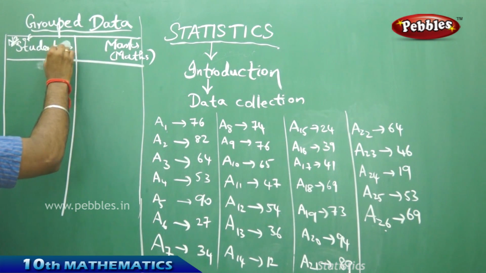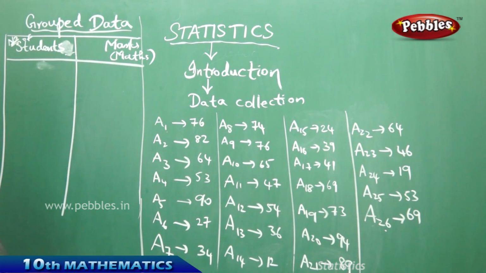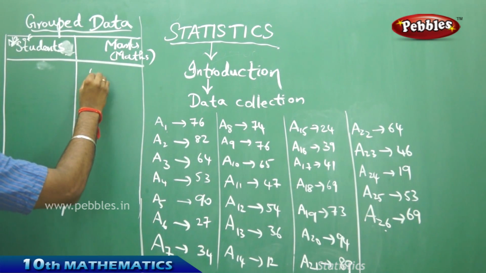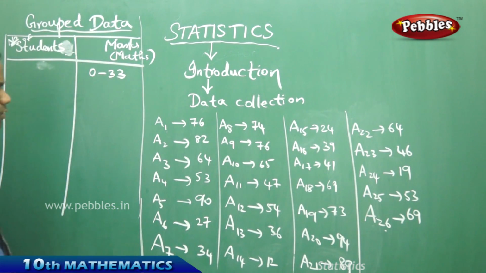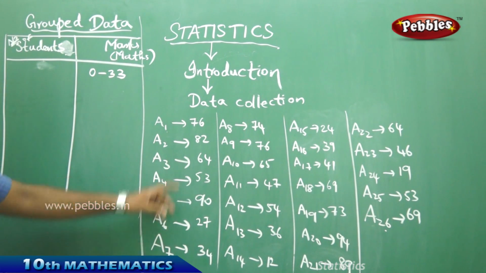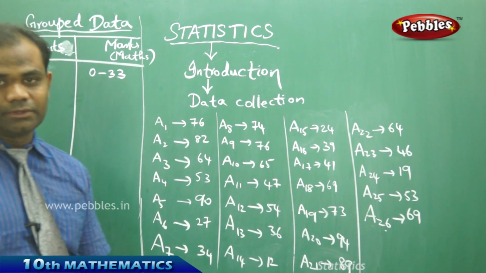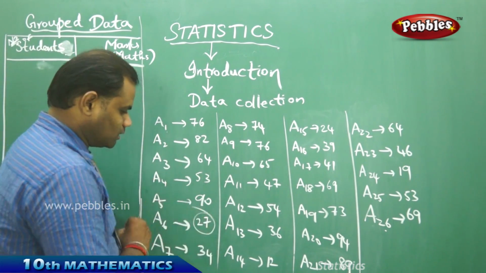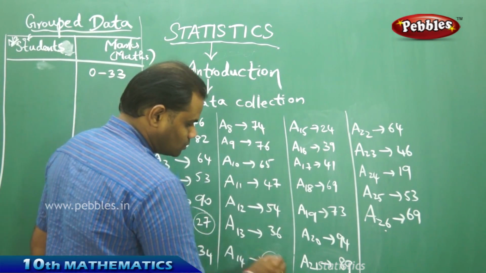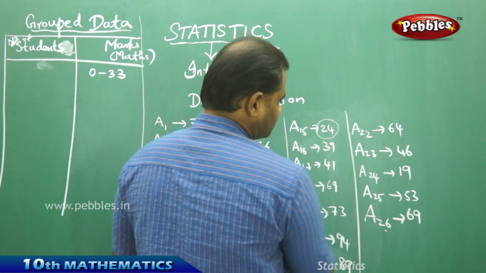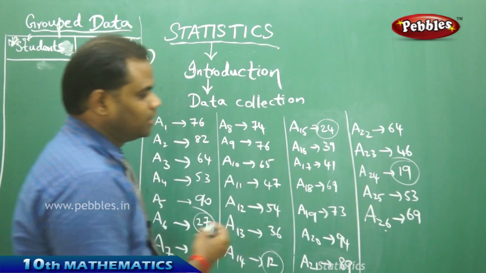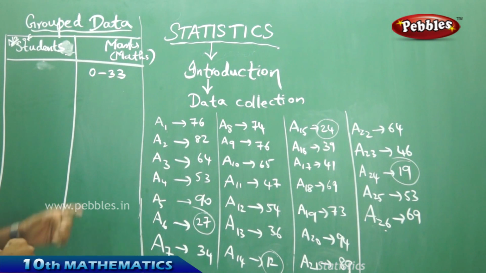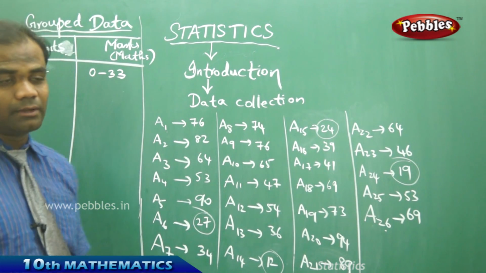I can call this the number of students. Now, for the number of students, if the marks range from 0 to 33, I want to know how many students got marks ranging from 0 to 33. As I see here, I count all the marks from 0 to 33. I see 1, and in this column 2, then 3, and then 4. Therefore, all the students who got marks between 0 and 33 in mathematics are 4 in number.